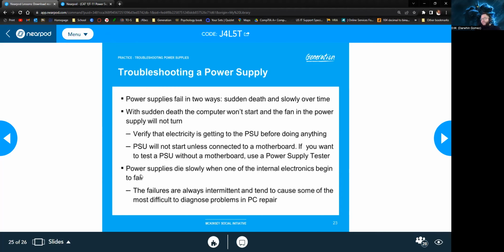All right. Power supplies die slowly when one of their internal electronics begins to fail, and then the failures are always intermittent and tend to cause some of the most difficult problems to diagnose in PC repair.